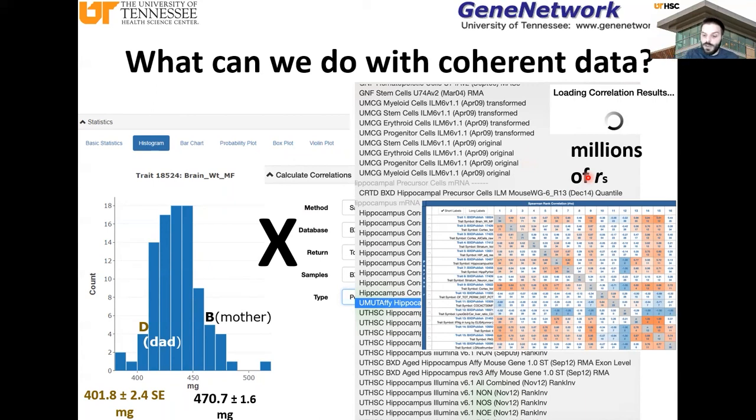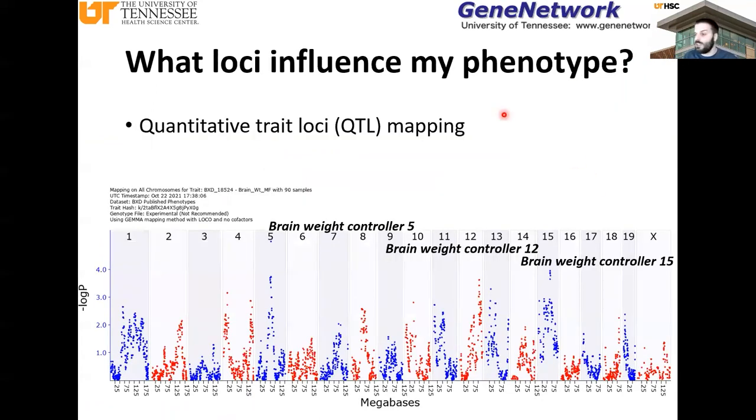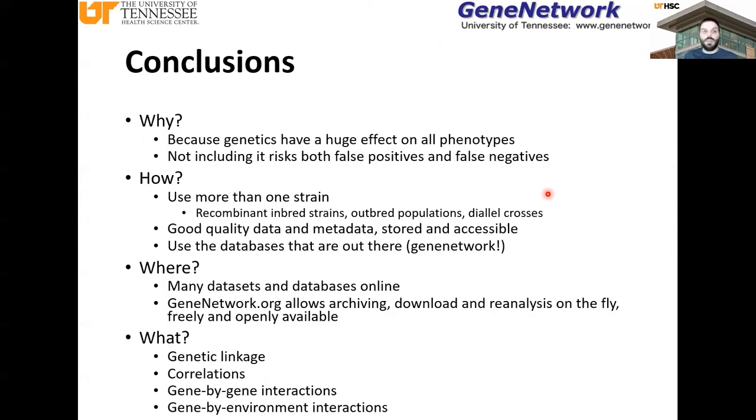We can also do QTL mapping. So what regions of the genome are linked to our trait. Again, this is the same brain weight. You'll see there is a large QTL on chromosome 5 with a minus log P of about 5, a small QTL on chromosome 12, and another one on chromosome 15. So we know there's at least 3 different regions of the genome in the BXD family influencing brain weight. So that was very quick.